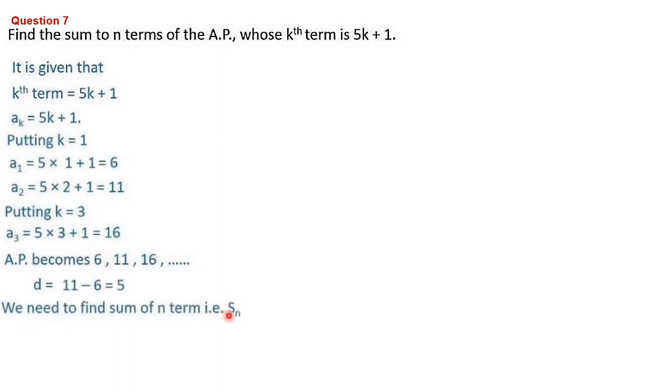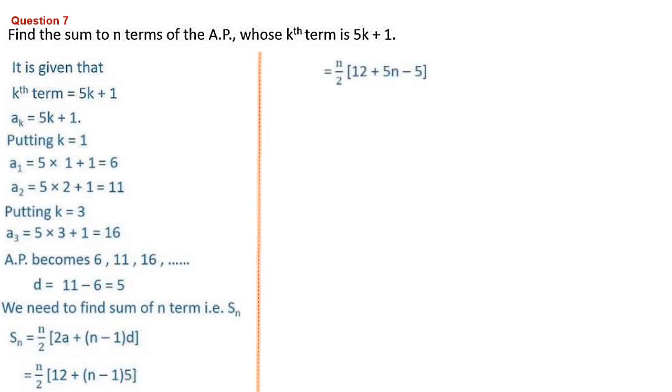So we need to find the sum of n terms, that is Sn. The Sn formula we know is n by 2 into 2a plus n minus 1 into d. We have a and d with us. Let's substitute. n by 2 into 2 into a, a is here 6, so 2 into 6 is 12, plus n minus 1 into d. d is 5. That is n by 2 into 12 plus, remove the bracket, n into 5 is 5n minus 5. n by 2 into, here 12 minus 5 is 7, 5n plus 7. We have got n by 2 into 5n plus 7. Hence the sum of n terms of the AP is n by 2 into 5n plus 7.